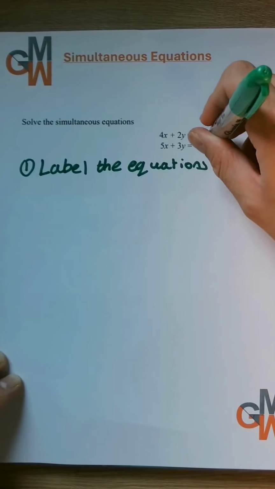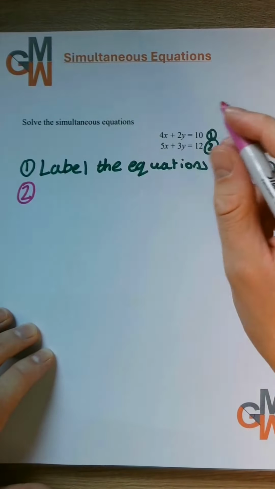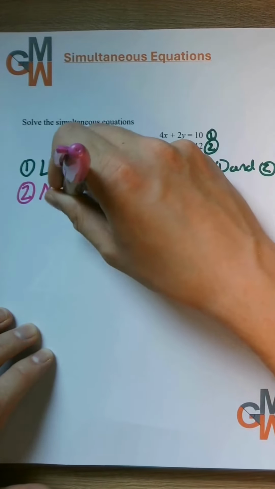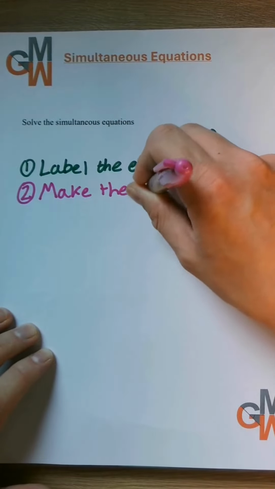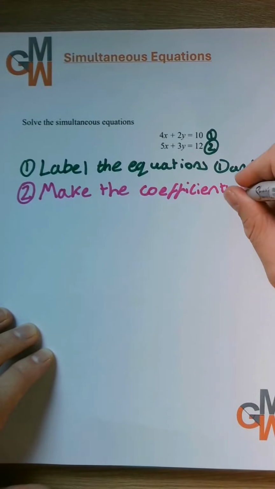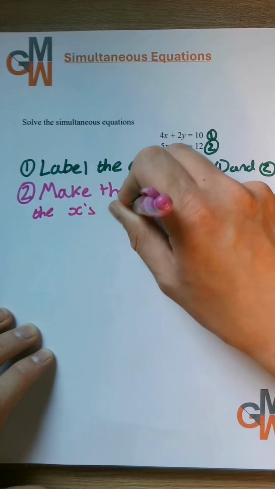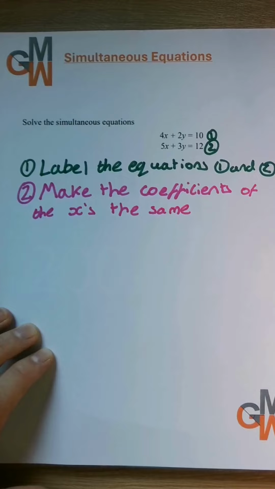Let's go through our simultaneous equation. So our equations are 4x plus 2y is equal to 10 and 5x plus 3y is equal to 12. So we've got our two linear equations here and I'm going to label them 1 and 2. With simultaneous equations, there is a lot of structure to it. So being able to just label them makes it easier for us in the future so we know what we're doing.